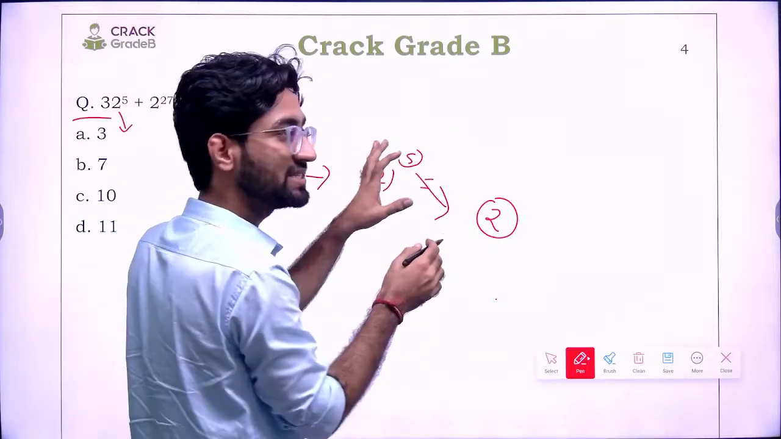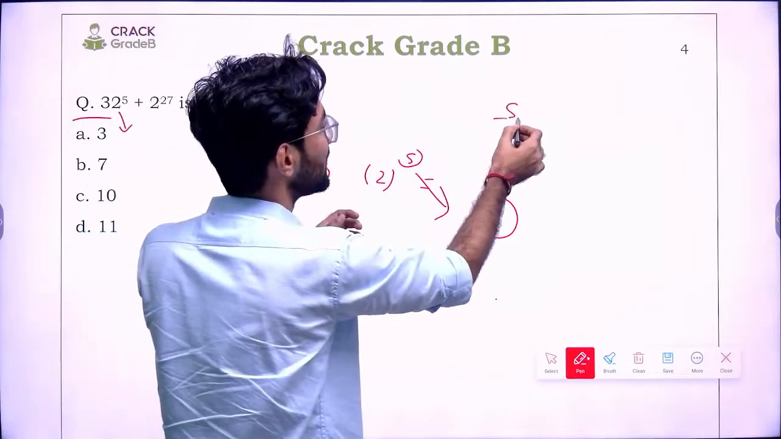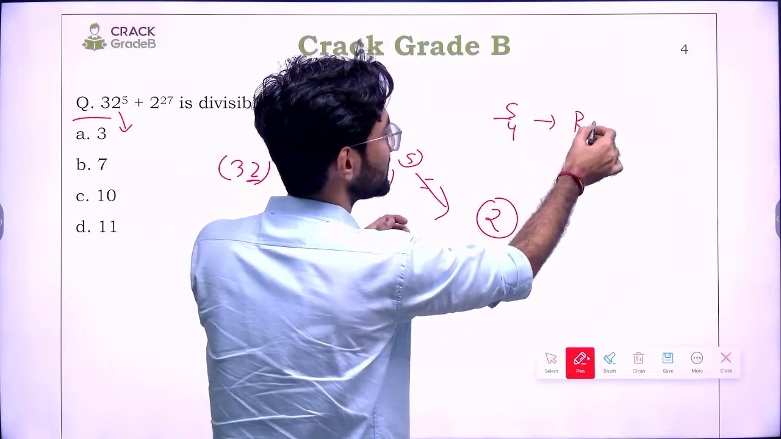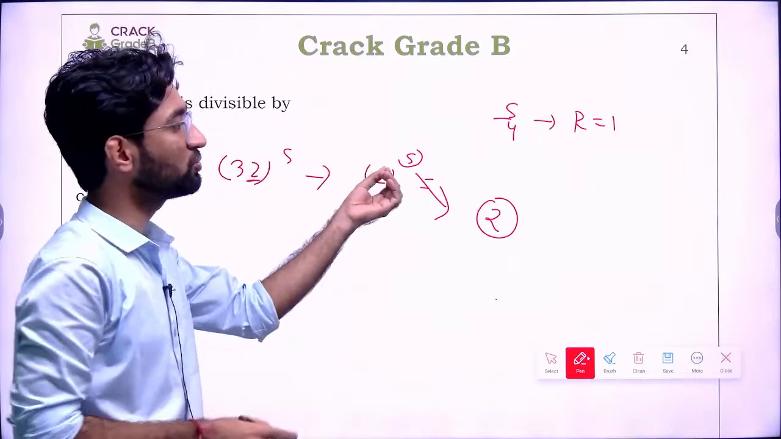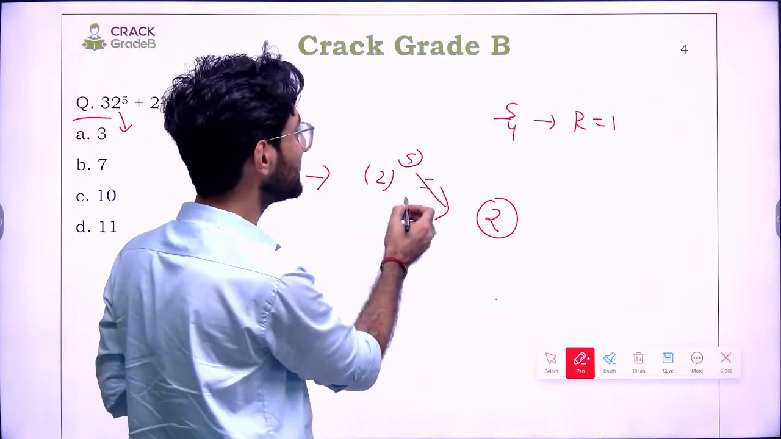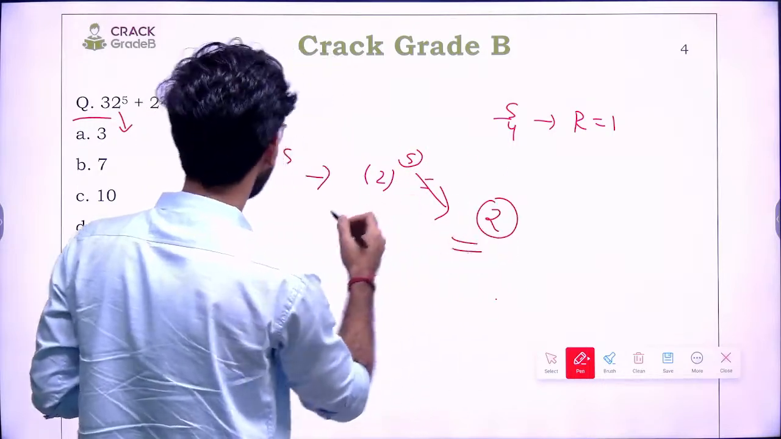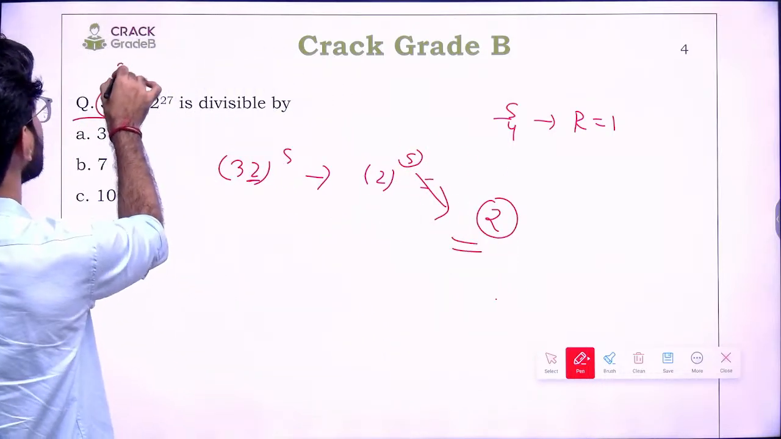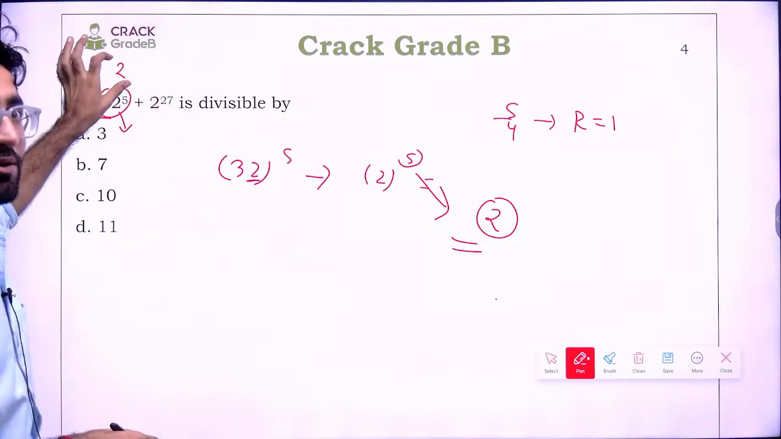We know that the cyclicity of 2 is 4, so we will divide 5 by 4, so the remainder is equal to 1. So the unit digit of 2 to the power 5 is equal to the unit digit of 2 to the power 1, and that is 2, right? Okay, so the unit digit of 32 to the power 5 is going to be equal to 2.